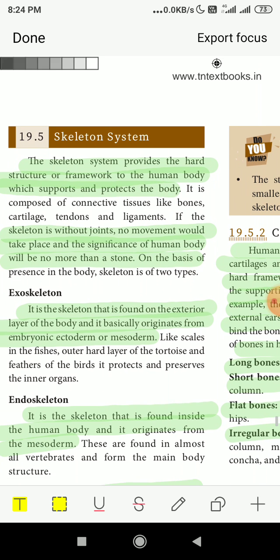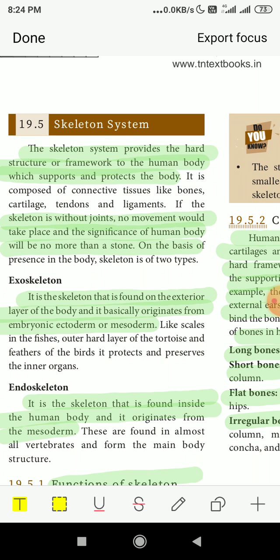Now next comes the skeletal system in human beings. The skeletal system is divided into two, exoskeleton and endoskeleton. First, let us go through what is skeleton. The skeletal system provides the hard structure or framework to the body. If we didn't have the skeletal system or the bones, our body would not stay upright. It would bend or collapse down. So it gives a nice framework, a nice body shape to our body.